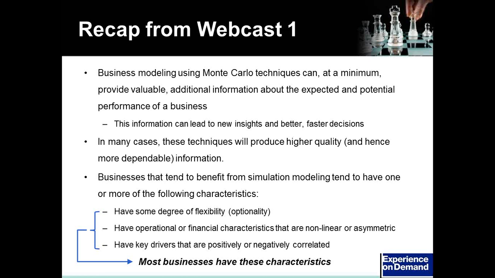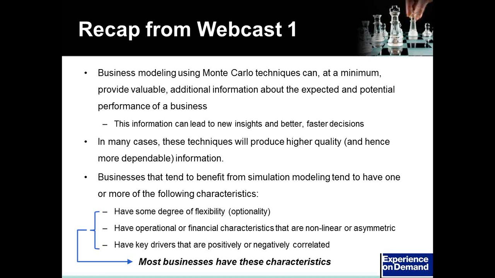Some of the key conclusions that we had, just to recap these from webcast 1 and then we'll move ahead, is that business modeling using Monte Carlo techniques can, at a minimum, provide valuable additional information about the expected and potential performance of the business. This information can lead to new insights and better, faster decisions. In many cases, these techniques will produce higher quality and hence more dependable information.